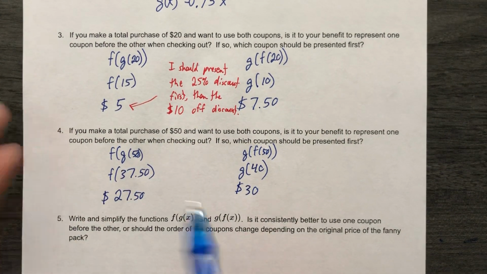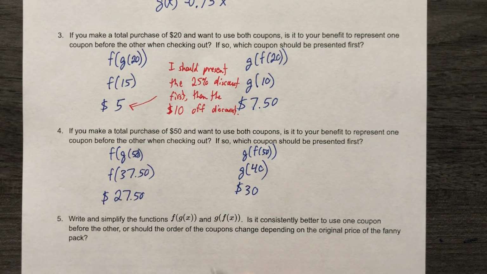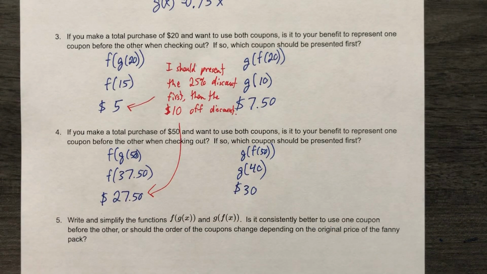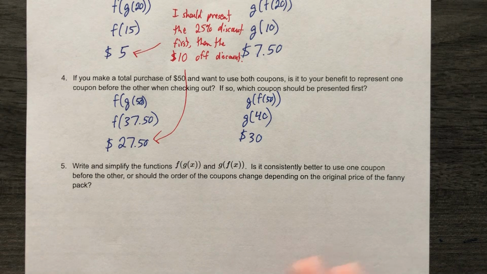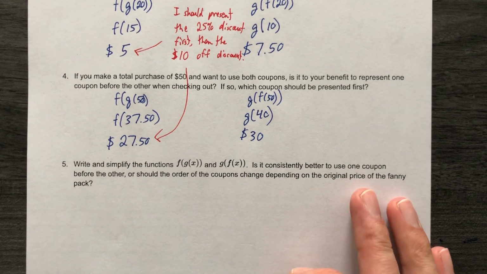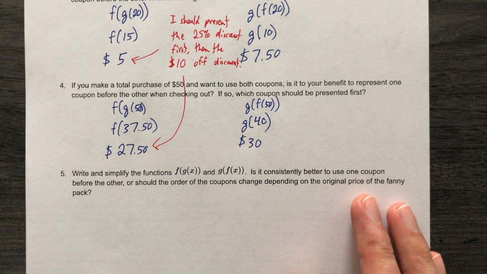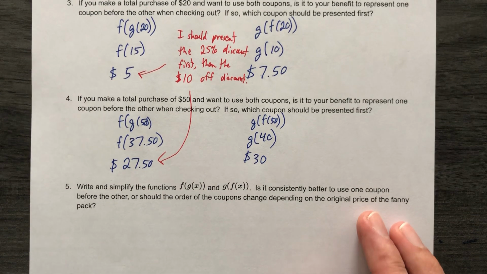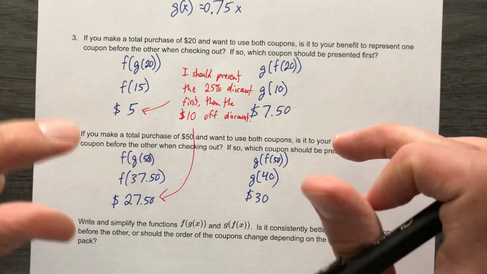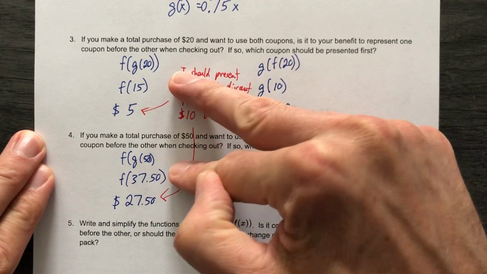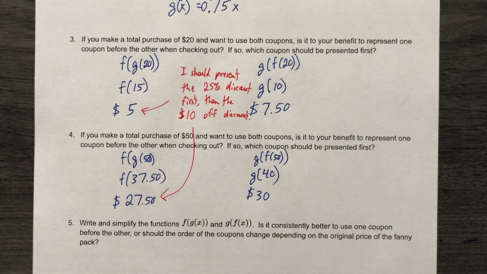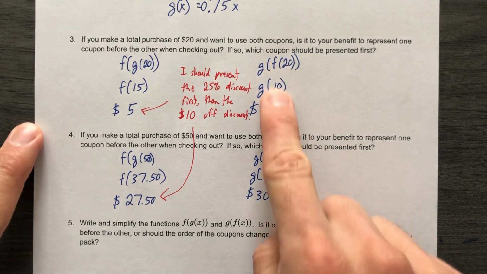It's the same idea, and I'm not going to waste my time writing the same answer again. So we're going to write and simplify both of those functions, and then I want to see if it's consistently better to use one coupon before the other. As I shop, does the amount determine which coupon I should lay down first, or is it always going to be what I've seen consistently so far? If I buy $1,000 worth of coupons, does that somehow tip it into some territory where this is more beneficial? That's what I'm really asking.